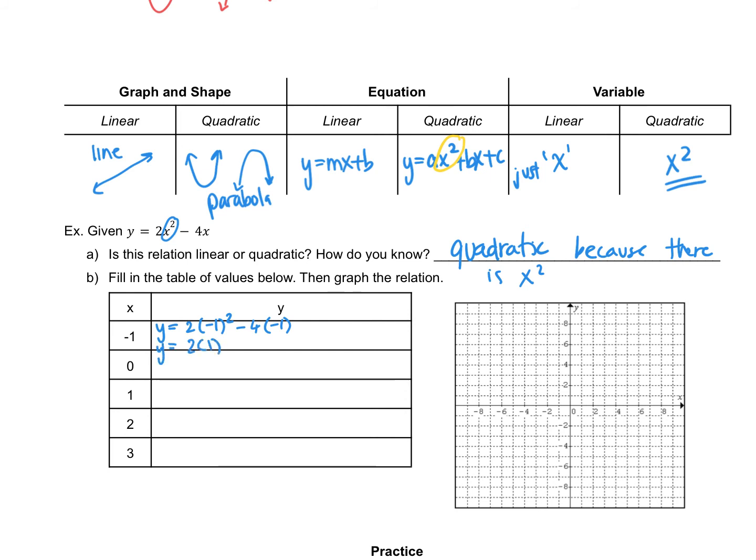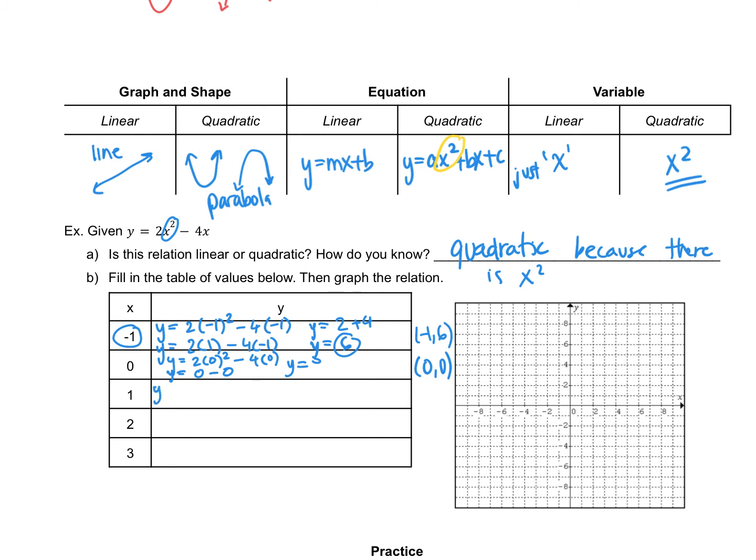So -1 squared is 1. And then we can do our multiplication. So 2 times 1 is 2. -4 times -1 is 4, and 2 plus 4 is 6. So the coordinate is -1, 6 for when we plot it. Let's try 0. y equals 2 times 0 squared minus 4 times 0. We should know 0 times anything is 0. So technically, when I do 2 times 0 squared, it's going to be 0. 4 times 0 is 0. 0 minus 0 is 0. So your next coordinate is 0, 0.